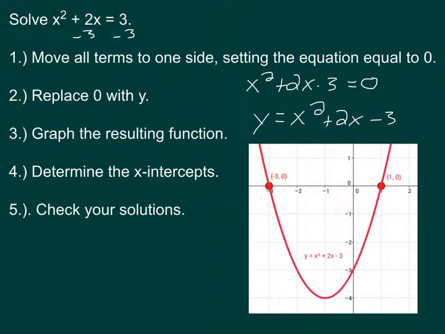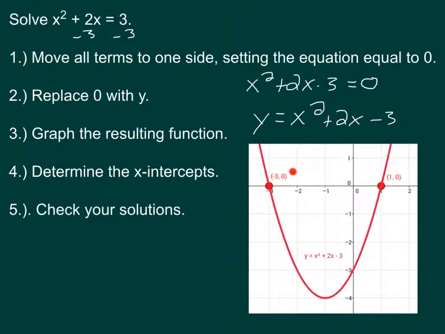So we can see what this graph is. It's a parabola that opens up, has a vertex at -1, -4, and it has the domain and range that we'd expect, and we're good to go. It has the y-intercept that we'd expect, which is -3. But anyways, the point of this is to solve the original equation, and that's to determine the x-intercepts.